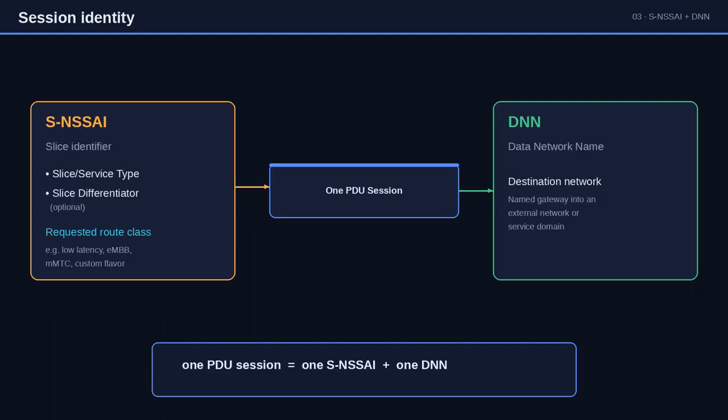That is the destination data network the session should attach to, like a named gateway into a particular external network or service domain. Put them together and you get the rule the architecture insists on. One PDU session associates with one S-NSSAI and one DNN. A common misconception is that a slice is just a pretty colored lane on a slide. In reality, it is a selected service context that can span the relevant parts of the radio access network and the core. The session is how a device claims that context for one application path.